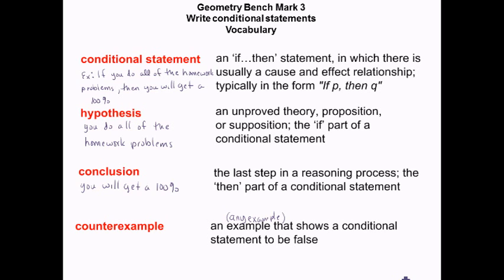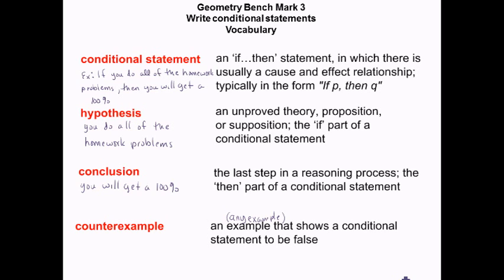And it's usually if P being any sentence, then Q being a different sentence. So for my example, it says, if you do all of the homework problems, then you will get a 100%. The P would be you do all the homework problems, and then the Q would be you will get a 100%.